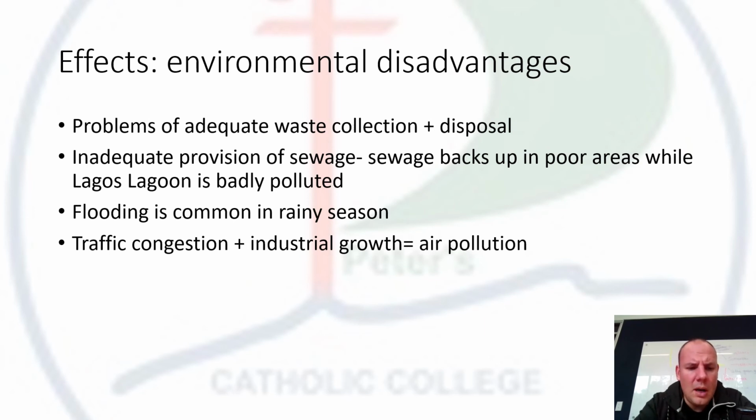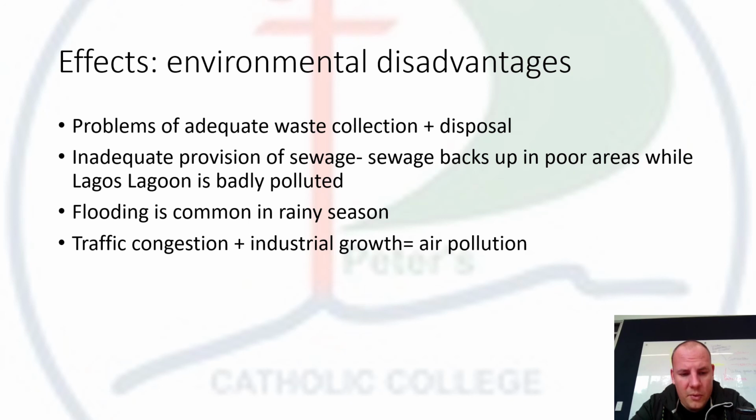The environmental disadvantage is a problem with adequate waste collection and disposal, because so many people have moved so quickly there, which means that rubbish backs up and rubbish is just left on the streets. And obviously there's an inadequate provision of sewage. It costs a lot of money to build the infrastructure for a large amount of people, and because there's nowhere for it to go, it goes in the lagoon, and that becomes very, very polluted. So we've got big issues there. And then flooding is common, particularly in the rainy season. It's in the tropics, and there's lots of traffic congestion and industrial growth and air pollution.